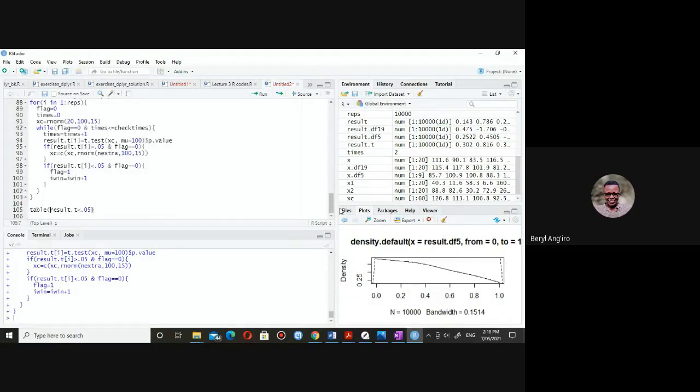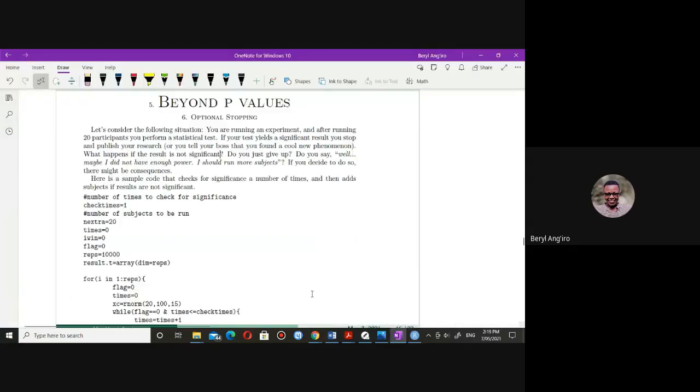Then we need to get a table of how many of these p-values are less than 0.05. For the true case, we have 791 out of the 10,000 generated values. Out of the 10,000, we have 791 that are significant, while 9,209 are not significant.